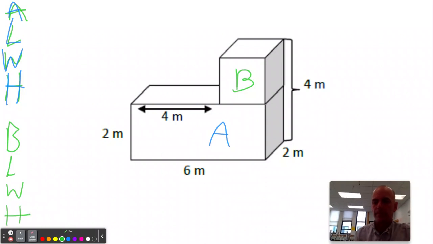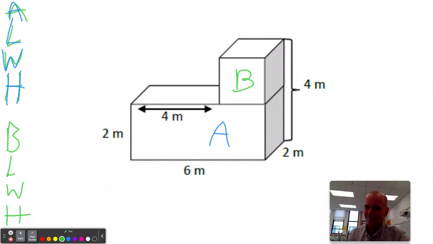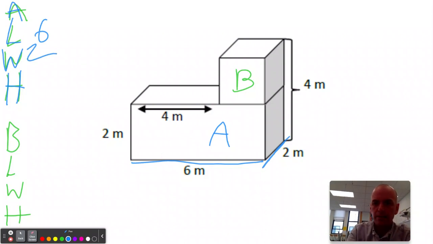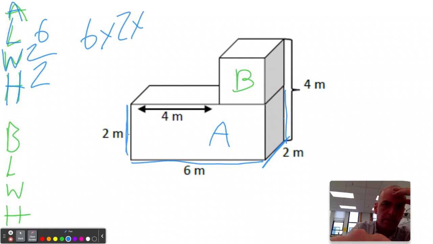Okay. Now, it's important that you organize this. One of the easiest ways kids mess this up is they just don't organize their work and set this up. Got to set this up. A, B, label it, set this all up. All right. So for A, our length is 6. Our width is 2. And our height. Oh, look, this line is the same as this line. So our height is 2. So 6 times 2 times 2 is 24 inches cubed.